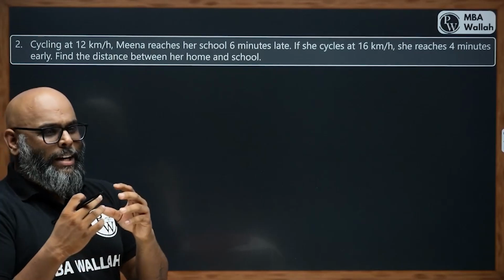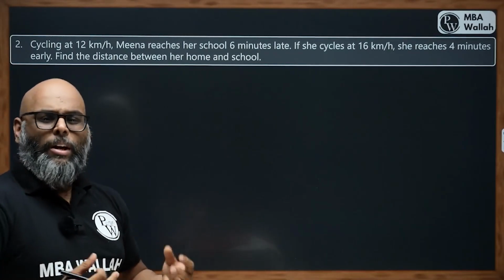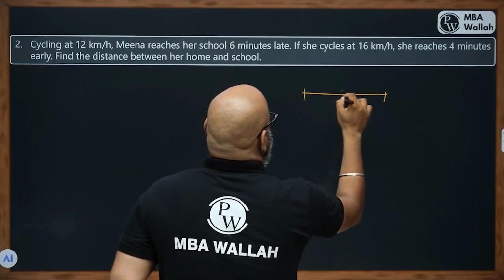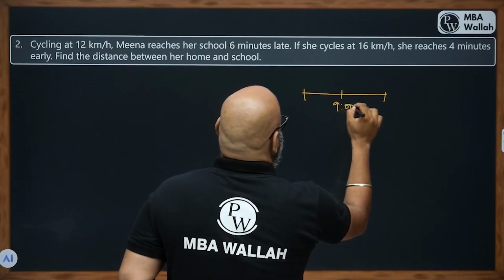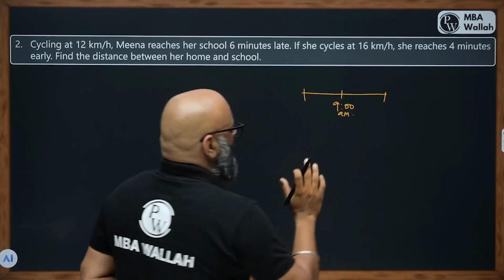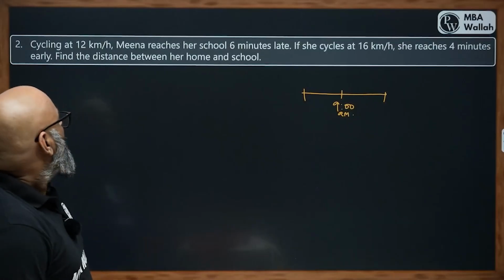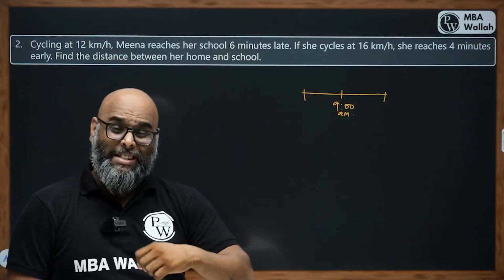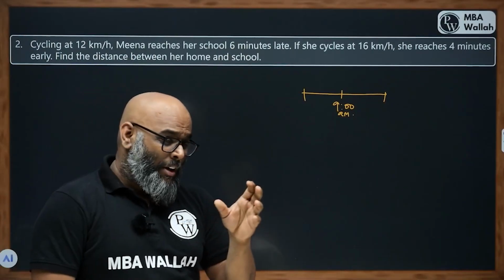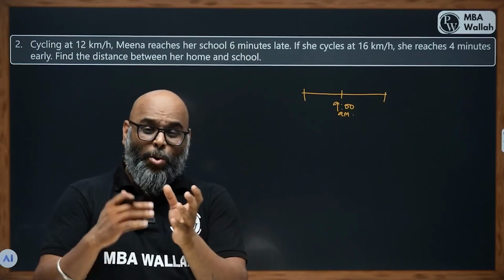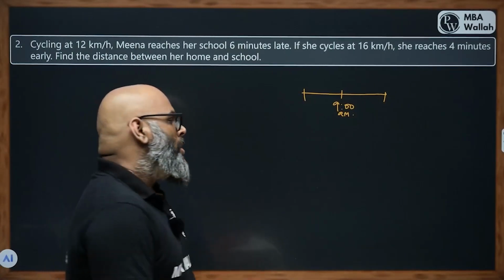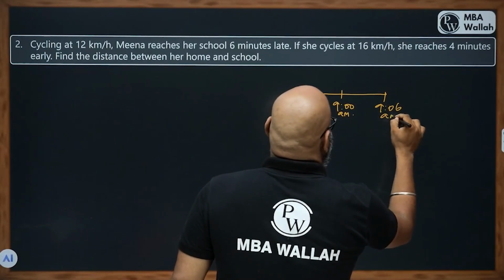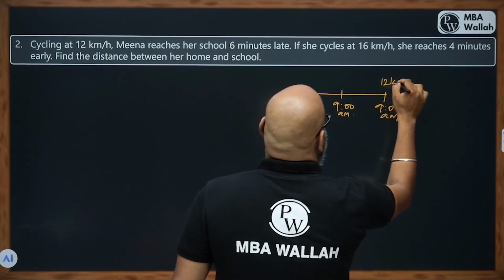To make it a little more easy to understand, I want to say, let's say her school starts at 9 a.m. Think about it as 9 a.m. That's her school starting time. Now, if she travels at 12 kilometers per hour, she reaches school 6 minutes late, so she will reach at 9:06 a.m. if she travels at 12 kilometers.